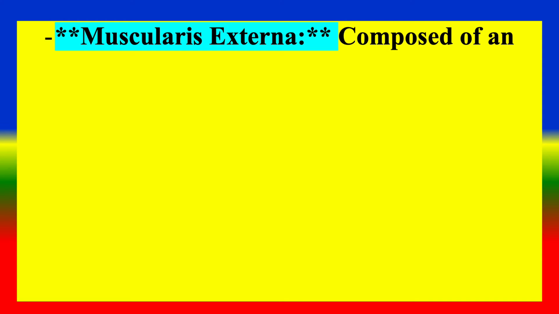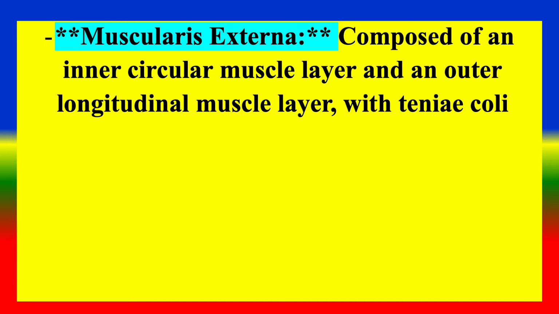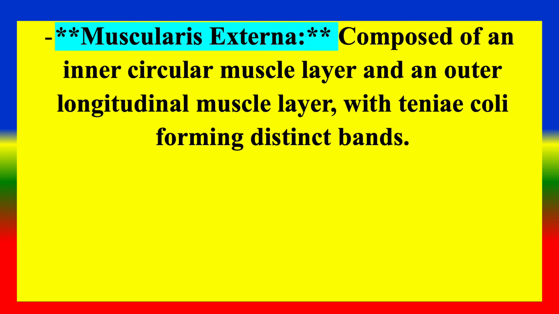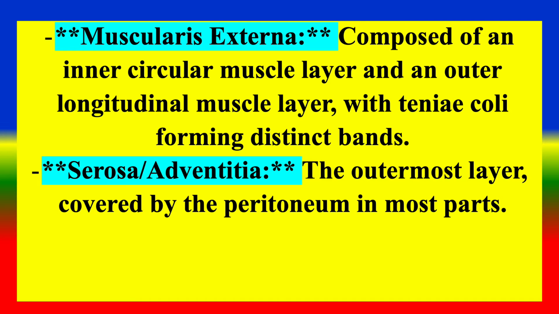Muscularis externa, composed of an inner circular muscle layer and an outer longitudinal muscle layer with taenia coli forming distinct bands. Serosa or adventitia, the outermost layer covered by the peritoneum in most parts.